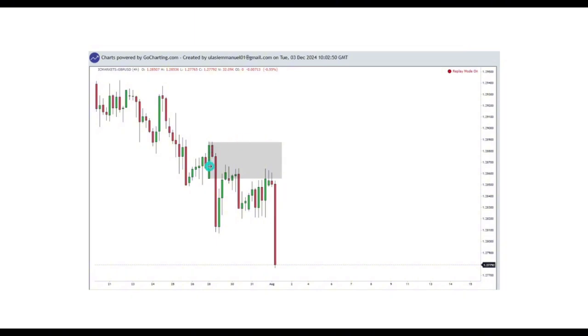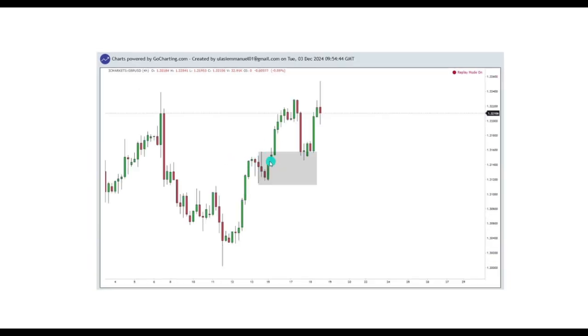You can use it to frame your trade by waiting for price to return back to these areas, and you take your entry from this area.